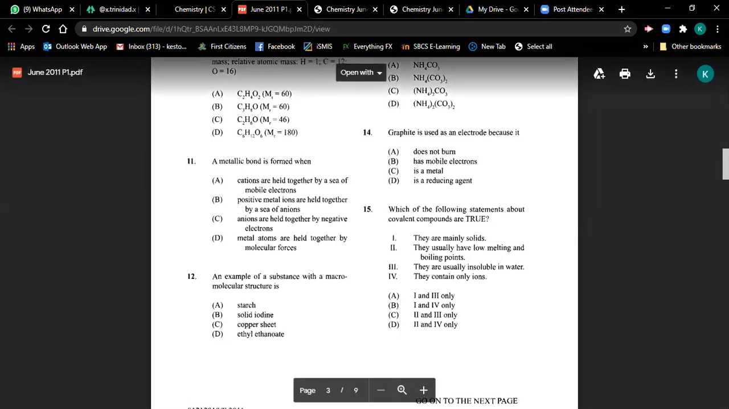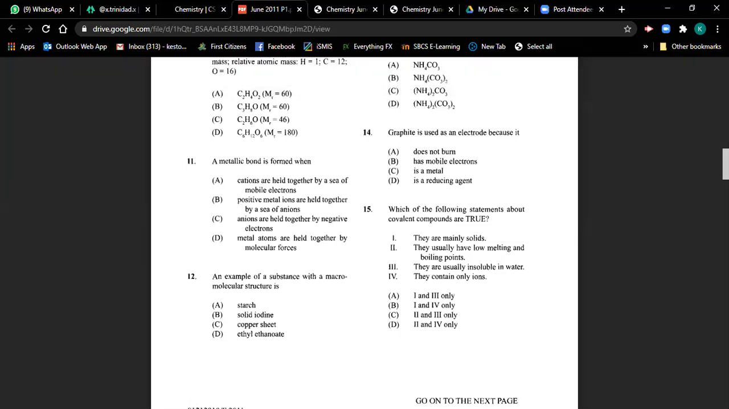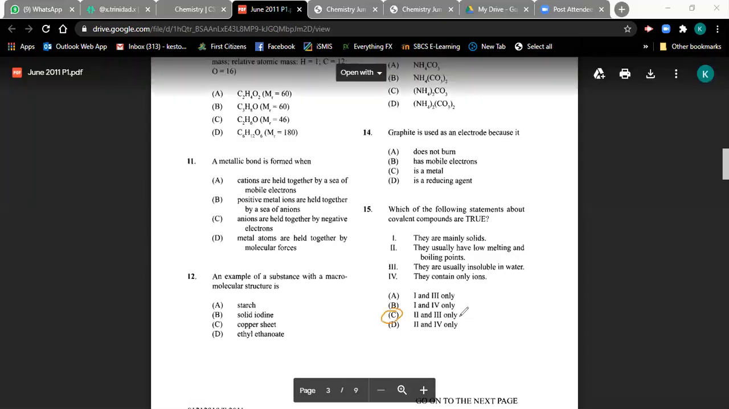15. Which of the following statements about covalent compounds are true? Just saw this recently, man. Mainly solids. That's not true. They usually have low melting and boiling points. Yes. They are insoluble in water. Yes. 2 and 3. C. Yeah.